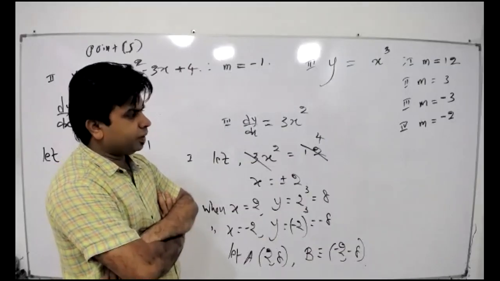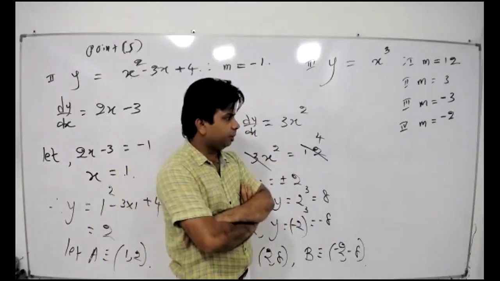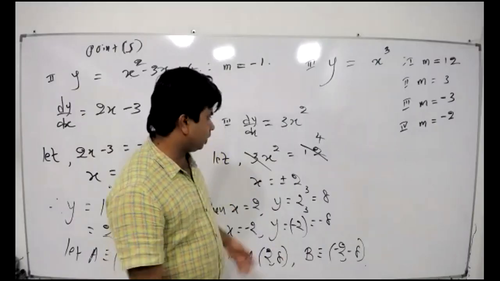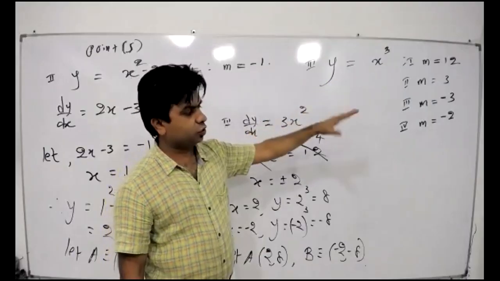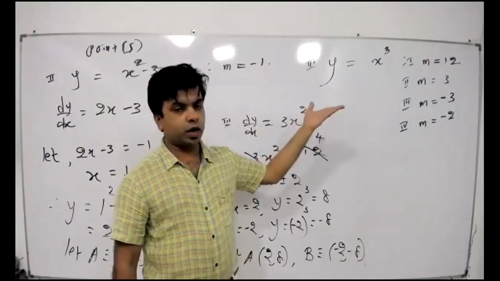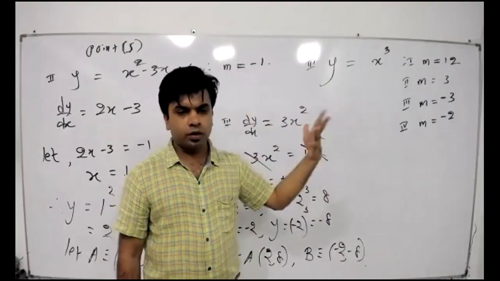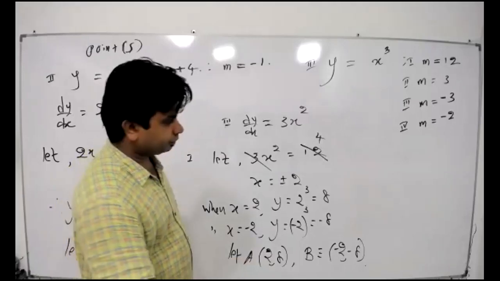Then similarly, for the fourth part also, there are no points on the curve corresponding to the gradient minus 2, because when you equate 3x squared to minus 2, then x squared equals minus 2 by 3. When you take the square root, you get imaginary numbers. That means we have no such gradients. Why is that?